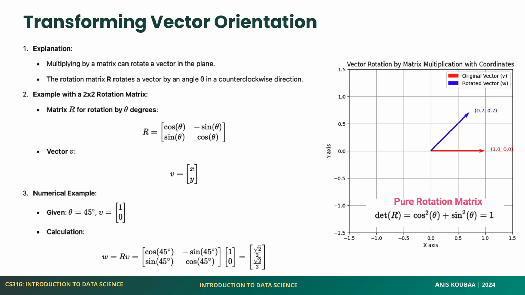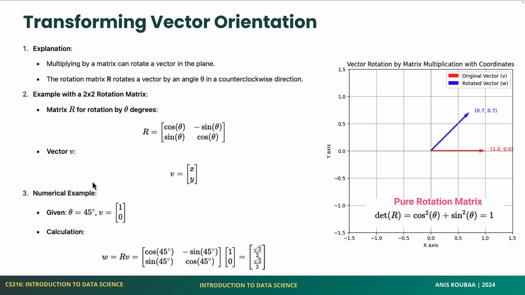So let's illustrate this concept. Let's take transforming the vector orientation. In this plot, we have a vector and we transform it by a certain angle, and the magnitude is the same. How does this happen? Usually this happens from a special type of matrix that we call the rotation matrix. The rotation matrix is usually expressed by cosine theta, minus sine theta, and here sine theta and cosine theta. That's one example of a rotation matrix.